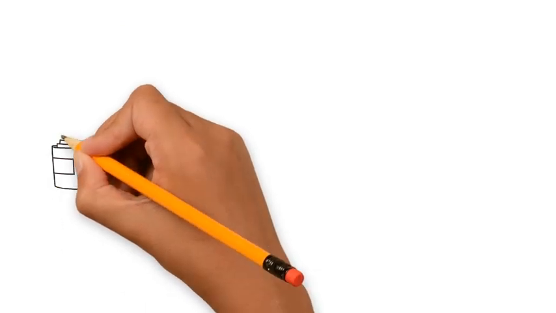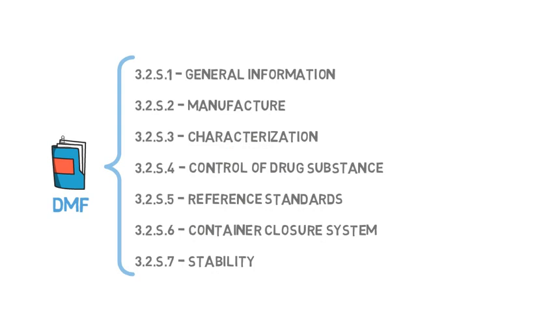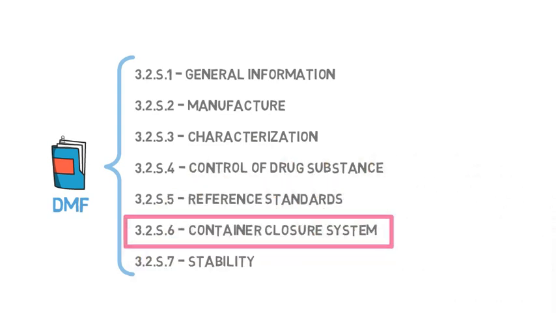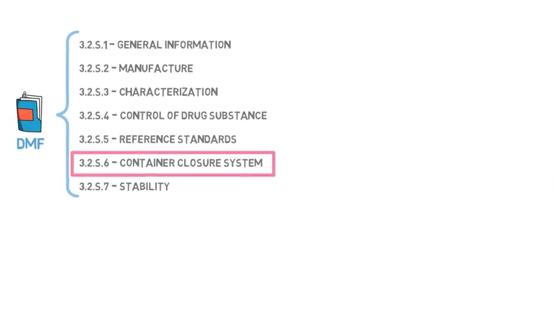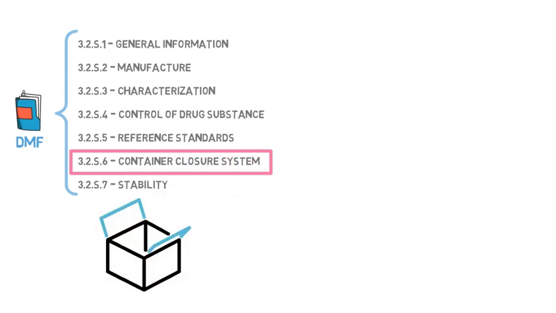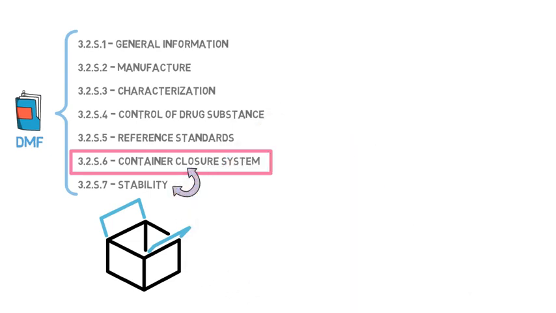3.2.S.6 container closure system. The DMF in CTD format consists of 7 sections. In this video, we will talk about section 3.2.S.6, which is about the container closure system, that is, the packaging material which is used to store the API which was produced. This is a very simple section of the DMF, but it's connected to the next and last DMF section, which is very important, related to the API stability.